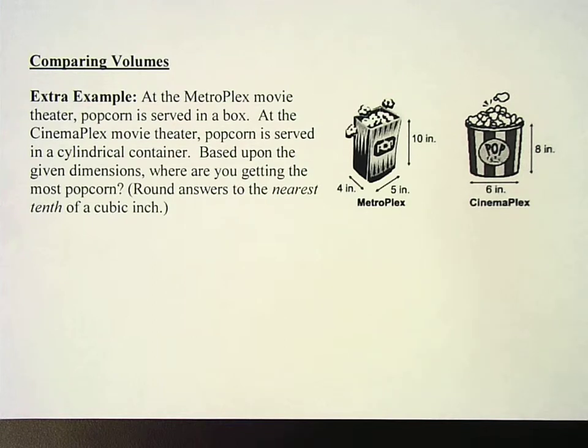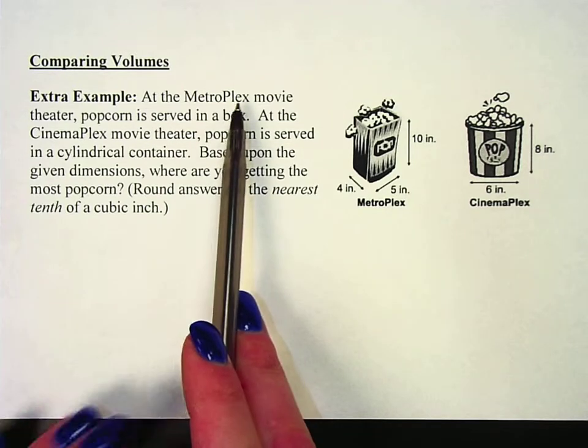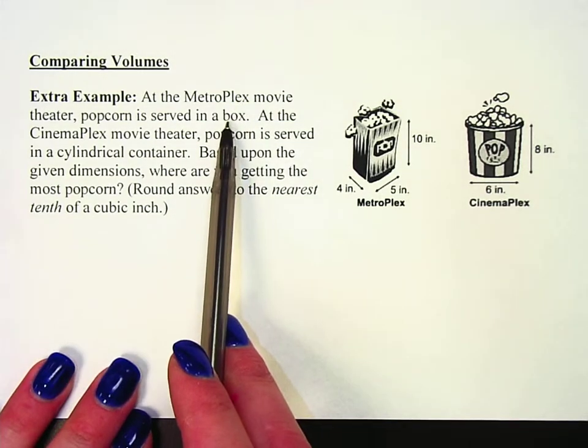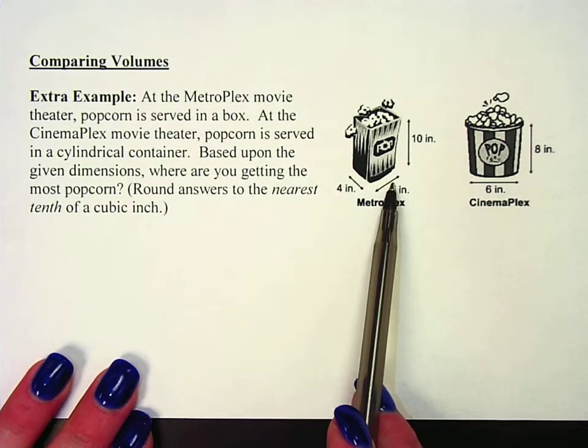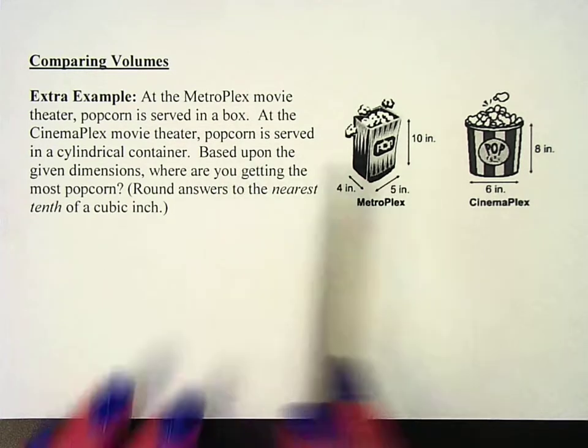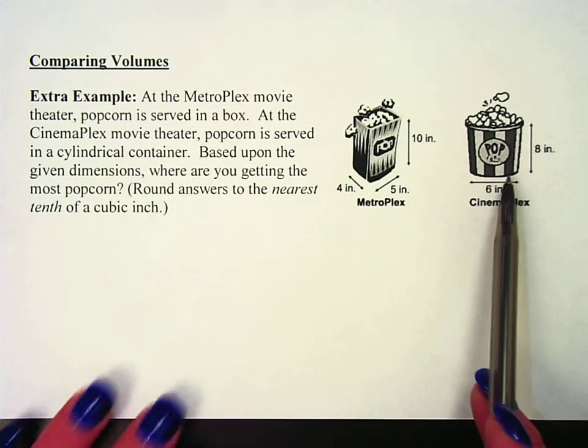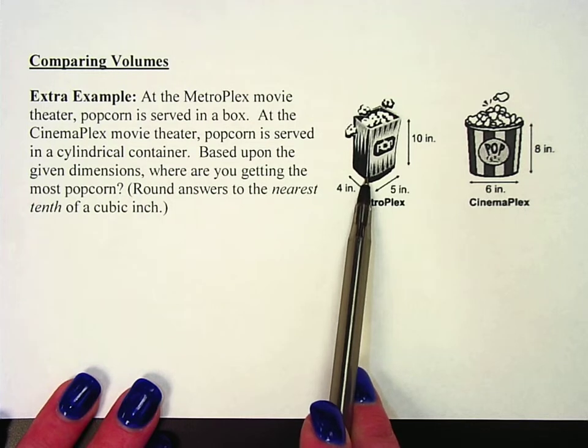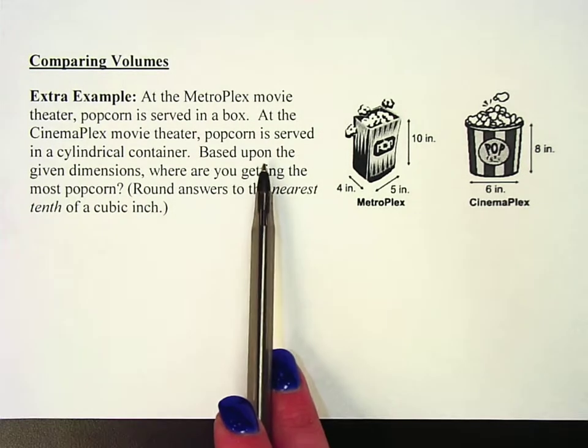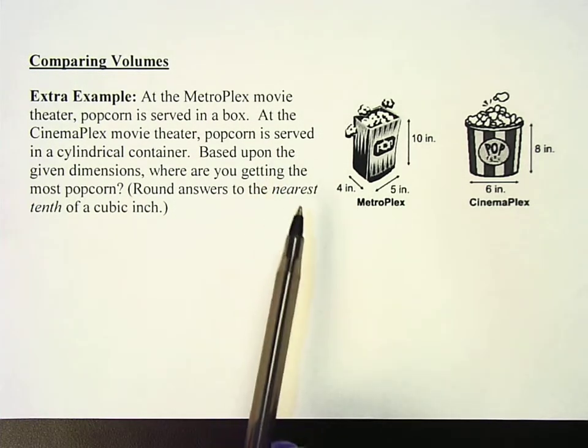This is the notes for Unit 9, comparing volumes. In our example, Metroplex Movie Theater serves their popcorn in a box. It's a rectangular prism. At Cineplex, they serve in a cylindrical container. Okay, so a cylinder versus my rectangular prism. Based upon the given dimensions, where are you getting the most popcorn?